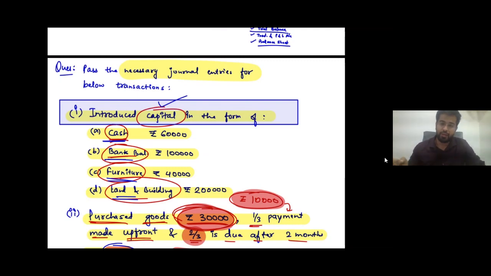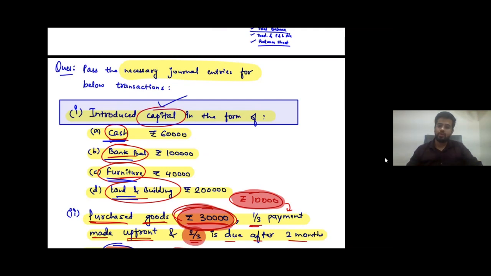Okay, then we have bank balance. Bank balance 1 lakh introduced as a capital. So bank account debit with 1 lakh to capital account 1 lakh. Third, we have furniture. Furniture brought in as a capital. So furniture account debit with 40,000 to capital account 40,000. And last, land and building brought in the form of capital. So land and building account debited to capital account.